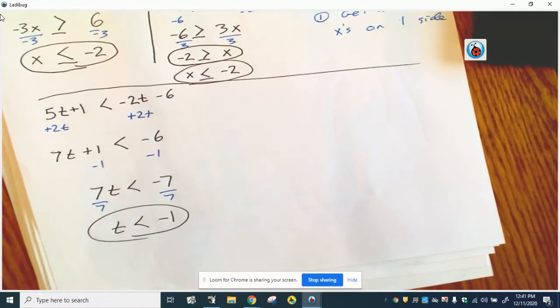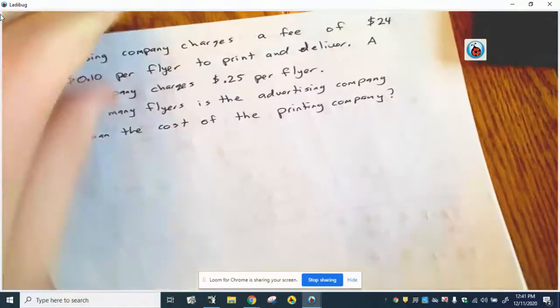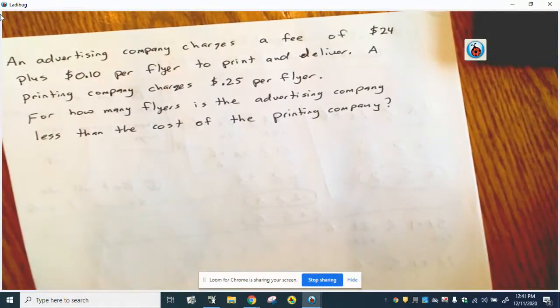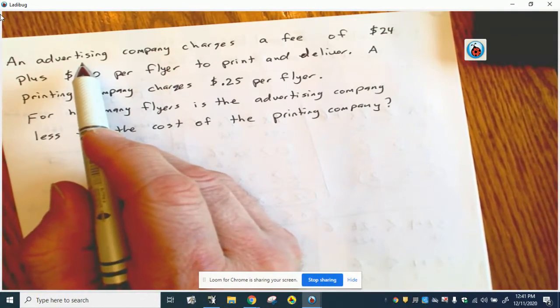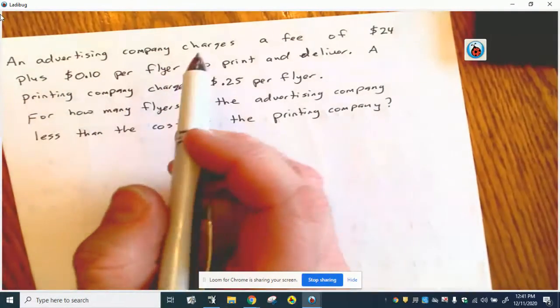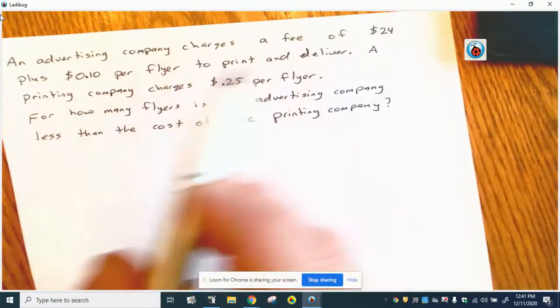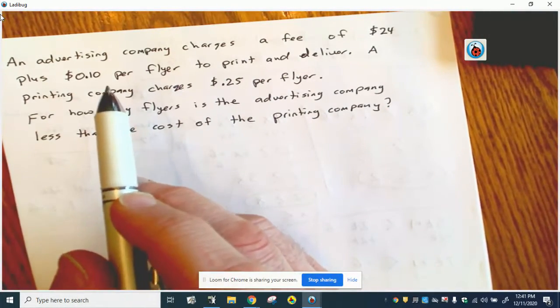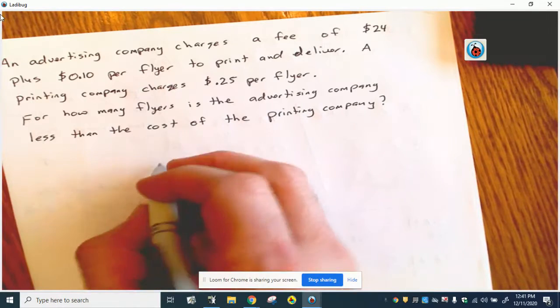Okay? Now, we are going to run into some story problems from time to time with these. And the first thing you'd want to do is set up your inequality. So this one says an advertising company charges a fee of $24 plus 10 cents per flyer to print. All right, print and deliver.